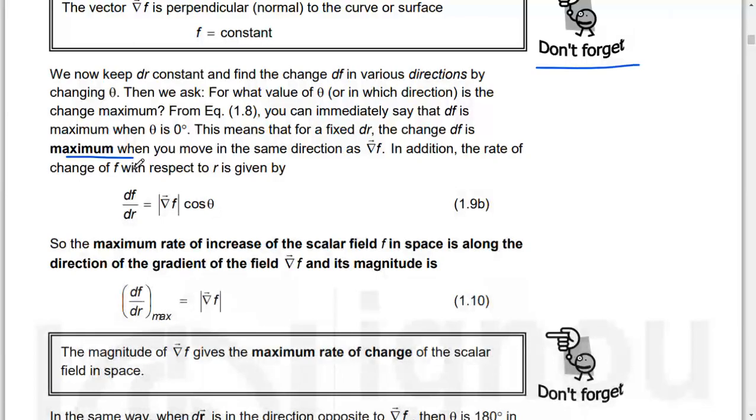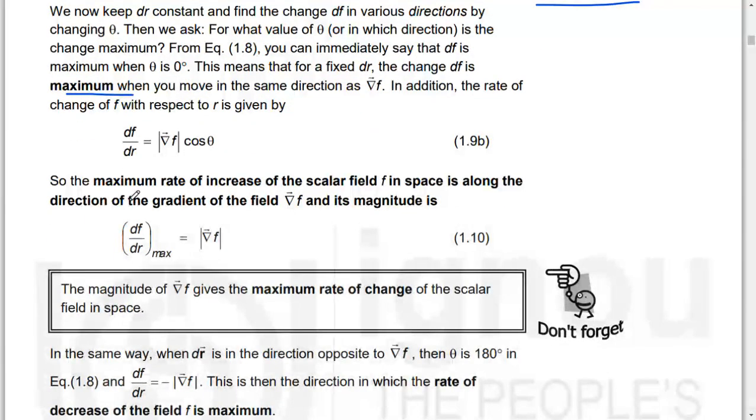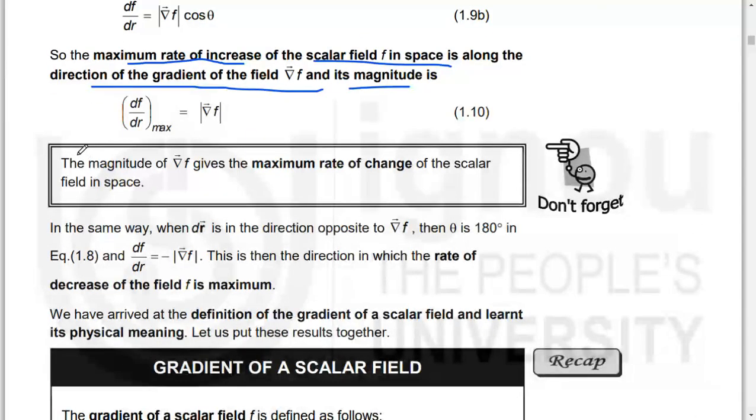In addition, the rate of change of f with respect to r is given by df by dr equals mod of del f cos theta. So the maximum rate of increase of the scalar field f in space is along the direction of the gradient of the field, del f, and its magnitude is df by dr max equals mod of del f. The magnitude of del f gives the maximum rate of change of the scalar field in space. Don't forget.